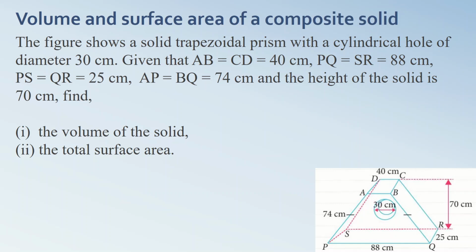Our second question. The figure shows a solid trapezoidal prism with a cylindrical hole of diameter 30 cm. Given that AB equals CD equals 40 cm, PQ equals SR equals 88 cm, PS equals QR equals 25 cm, AP equals BQ equals 74 cm, and the height of the solid is 70 cm, find in part 1 the volume of the solid. Part 2, the total surface area.